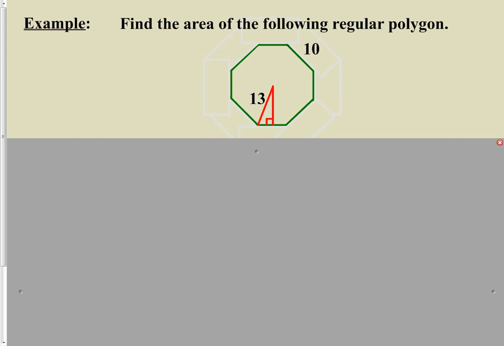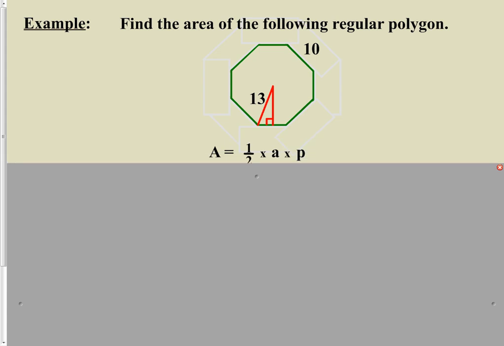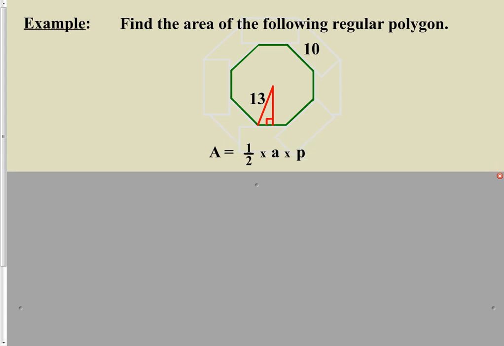Find the area of the following regular polygon. Well, it happens to be an octagon, but that's not important. The fact of the matter is it is regular. Okay, but since it is regular, we have a formula. The area is found by multiplying 1/2 times the apothem times the perimeter. So let's look at the diagram and see what information we have. The apothem. Oh, this time the apothem is not known. It is not marked in the picture.